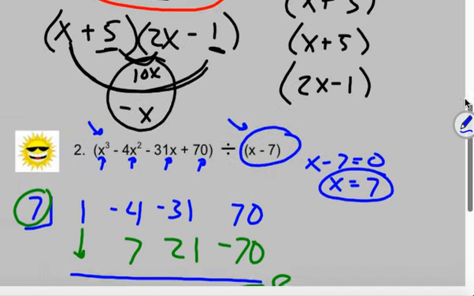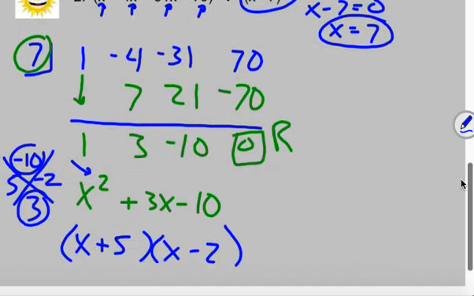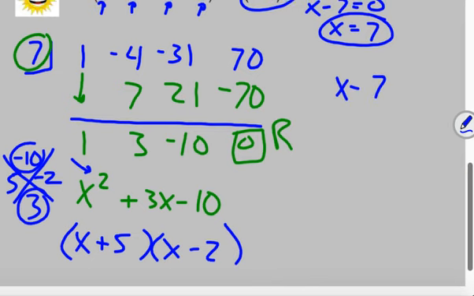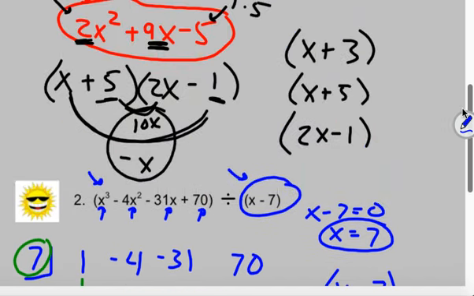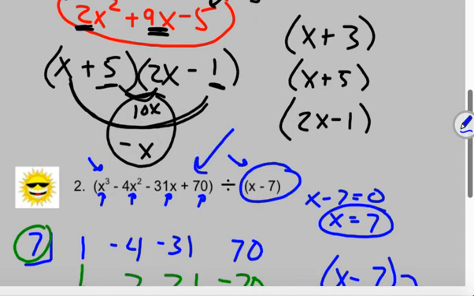So the first factor was x minus 7. They gave us that one, and we found the other two: x plus 5 and x minus 2. So if I multiply these all together, this is the polynomial I would get right here.